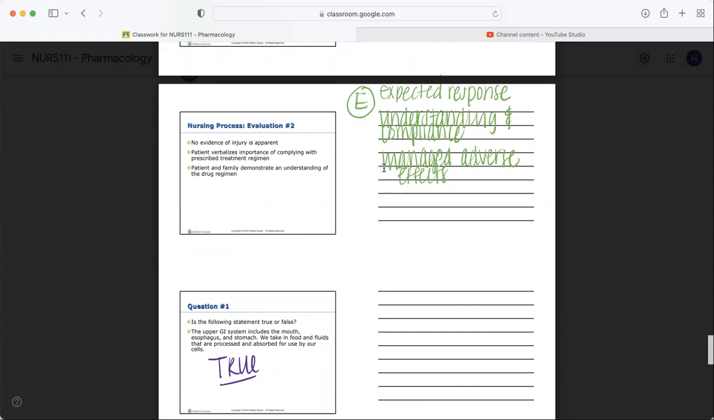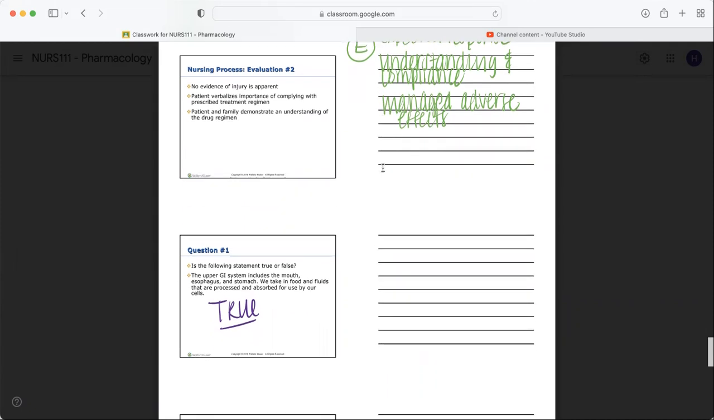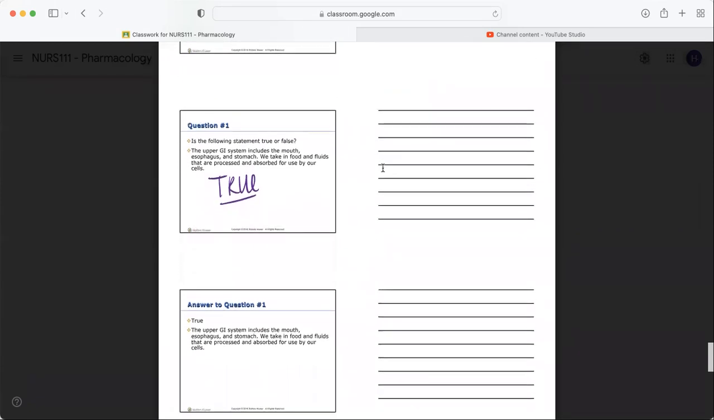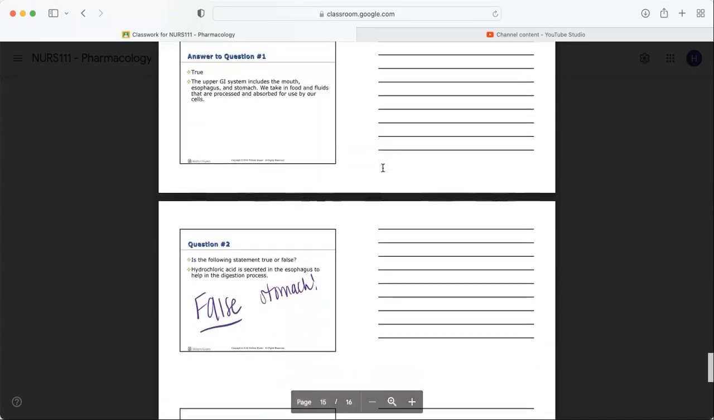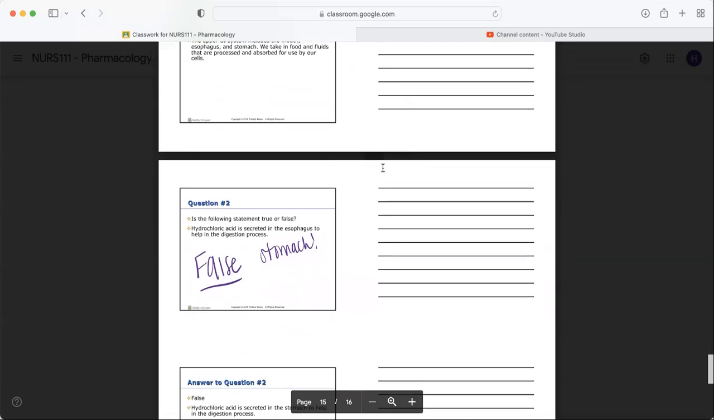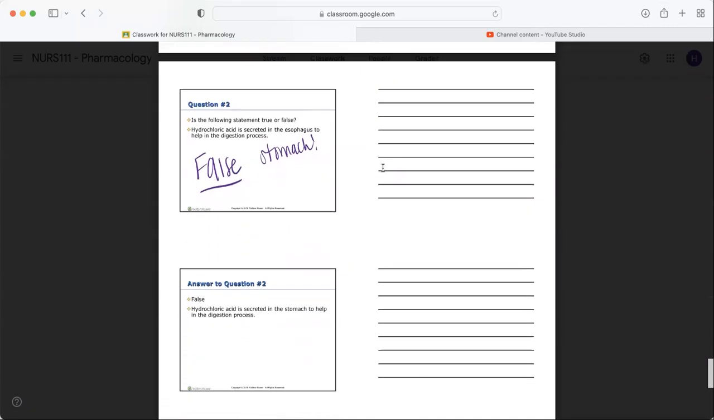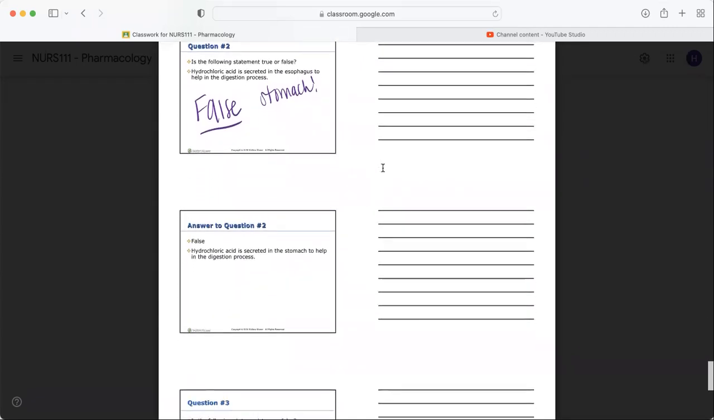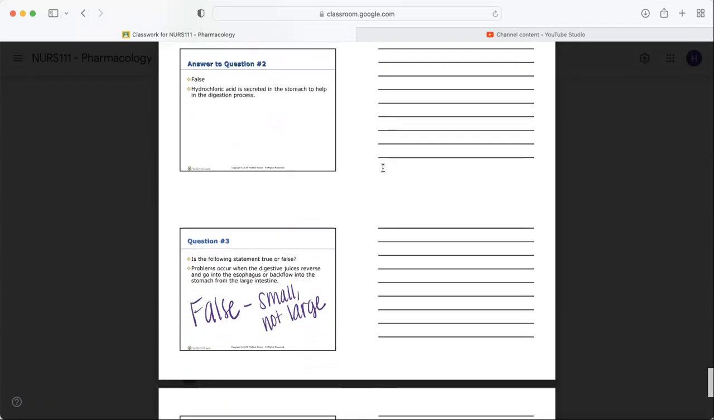So a couple questions, and obviously you can see the answers. So let's just talk through them. The upper GI system includes the mouth, esophagus, and stomach. We take in foods and fluids that are processed and absorbed for use in our cells. Yes, that's correct. Upper GI system: mouth, esophagus, stomach. That's the upper GI. Next one, hydrochloric acid is secreted in the esophagus to help in the digestive process. Well, of course not. Hydrochloric acid is in the stomach.